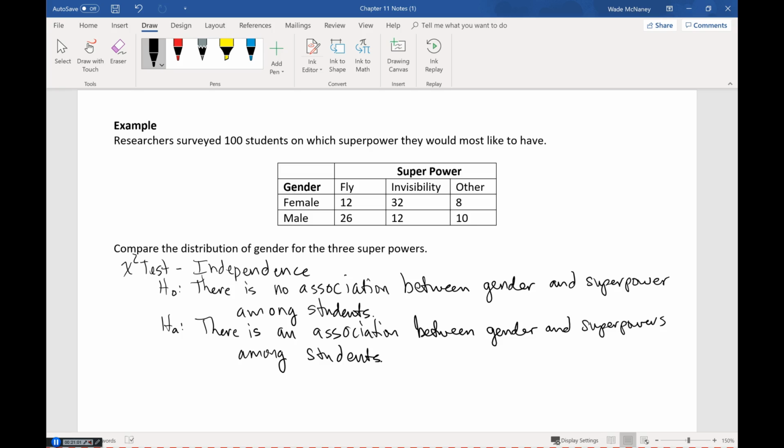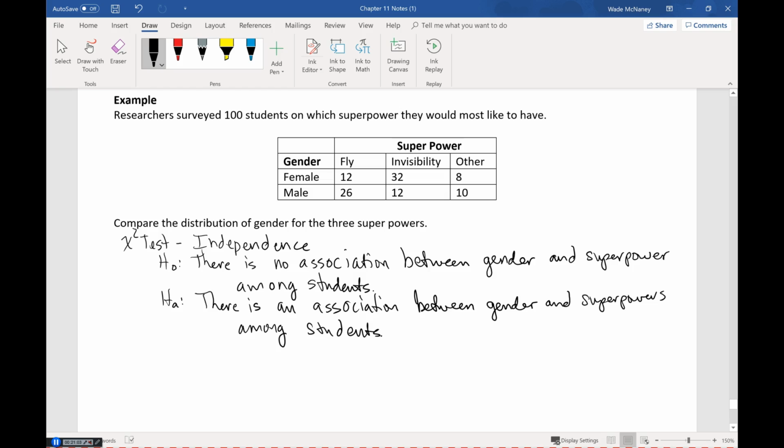So we have our hypotheses. Now let's go check our conditions. First condition, was it random? Well, all they told us here was that researchers surveyed 100 students. So what we're going to say is that the survey should have been random.